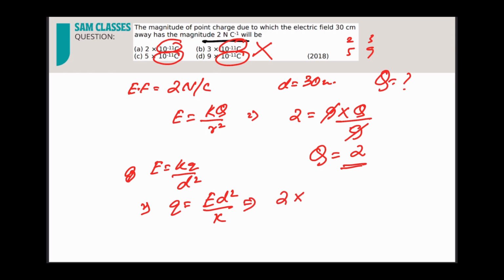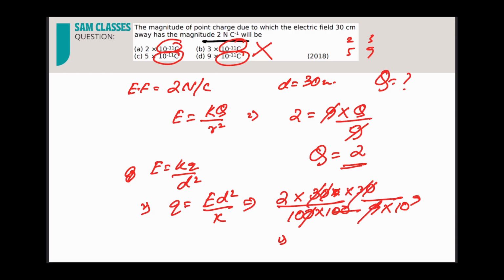So electric field is 2, D square is 30 centimeters. So convert it, 30 divided by 100, into 100. Correct. Because it is 30 centimeters square, so 30 again. And divided by 9 into 10 power 9. Correct. So what are we getting, students? This 2, 1 gone, 1 gone. This gone, 2 gone, that's it. So how much do we have left?